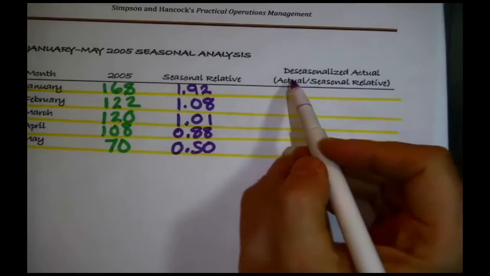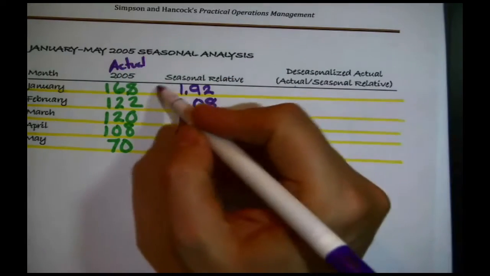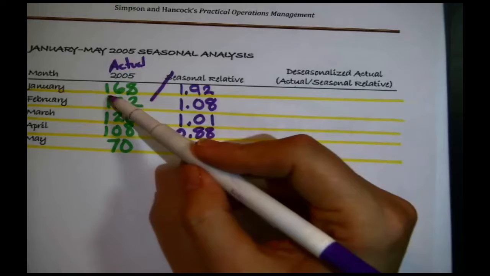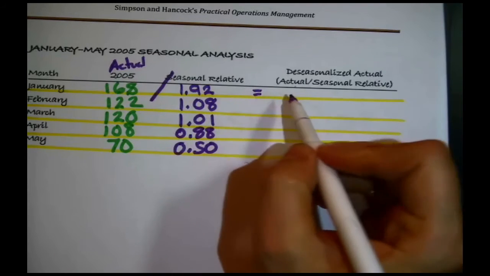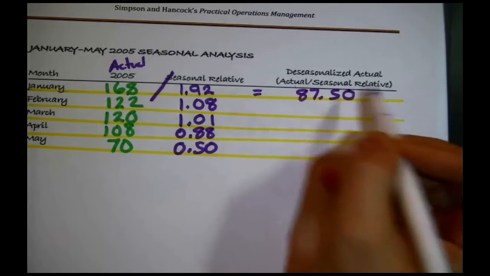See the last column? Deseasonalized actual, that would be this divided by seasonal relative. So in the case of January, the deseasonalized van transports is 168 divided by 1.92. I get 87.50. You say, okay, what is that? That is the deseasonalized van transports in January of 2005.